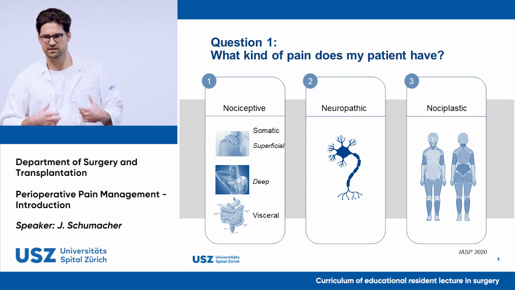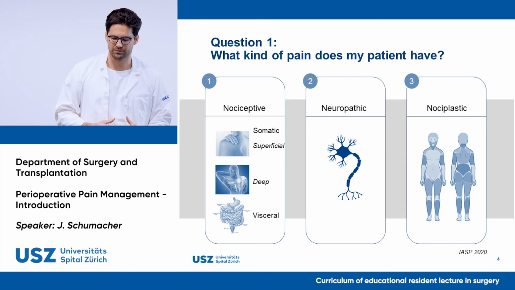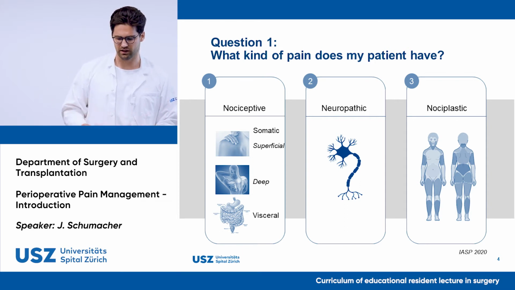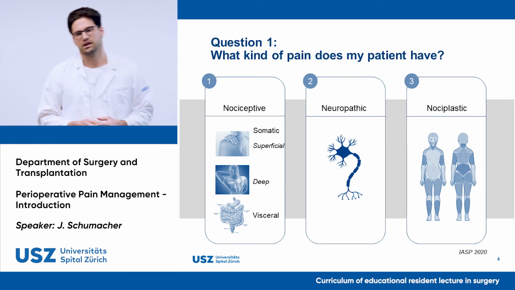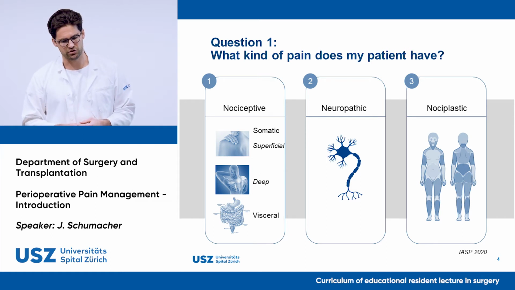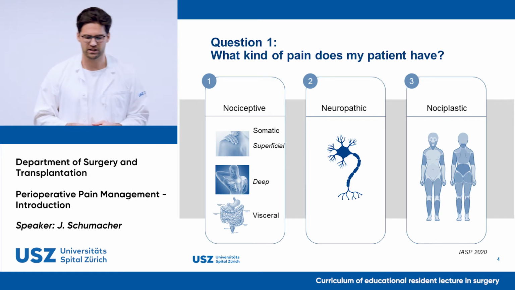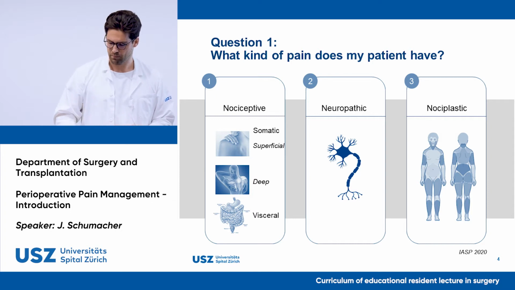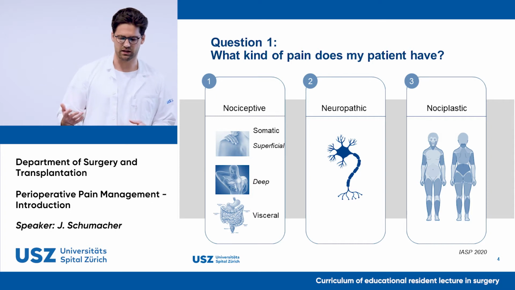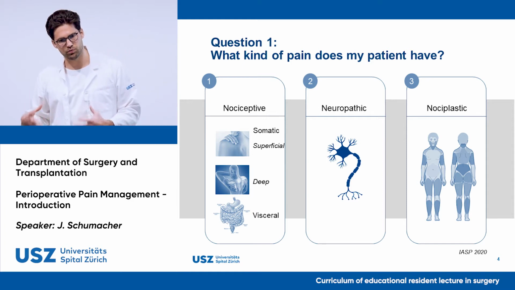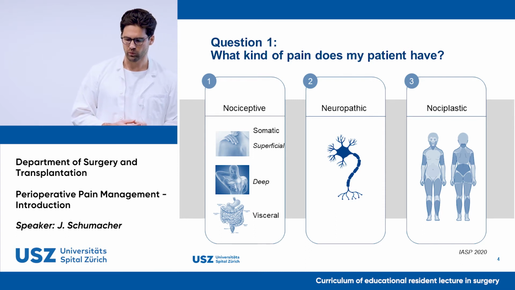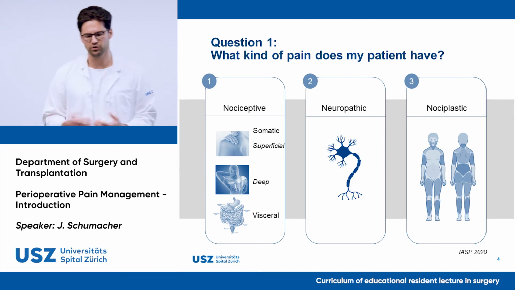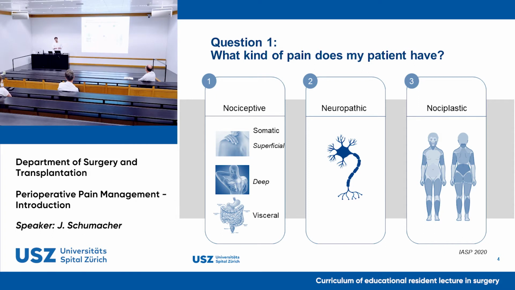Somatic pain is persistent and well localizable. On the other side, visceral pain is not well localizable, it's dull and often colicky. The second pain type, neuropathic pain, arises from direct nerve injury, for example, from nerve transection or compression by a tumor. The pain characteristics are typically a sudden, shooting, burning pain along the anatomical course of the nerve.